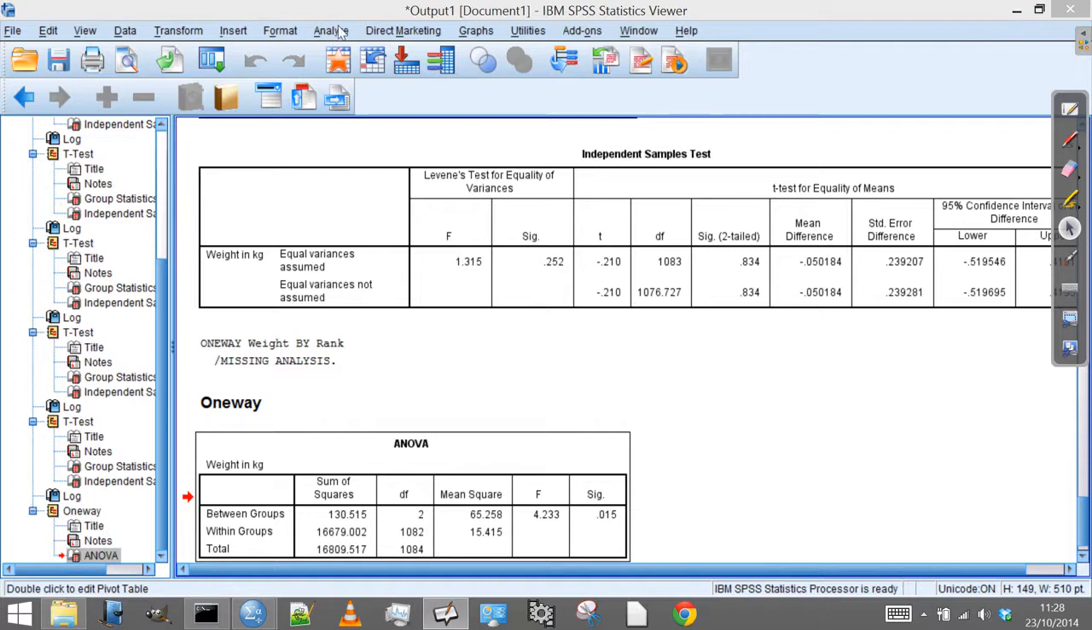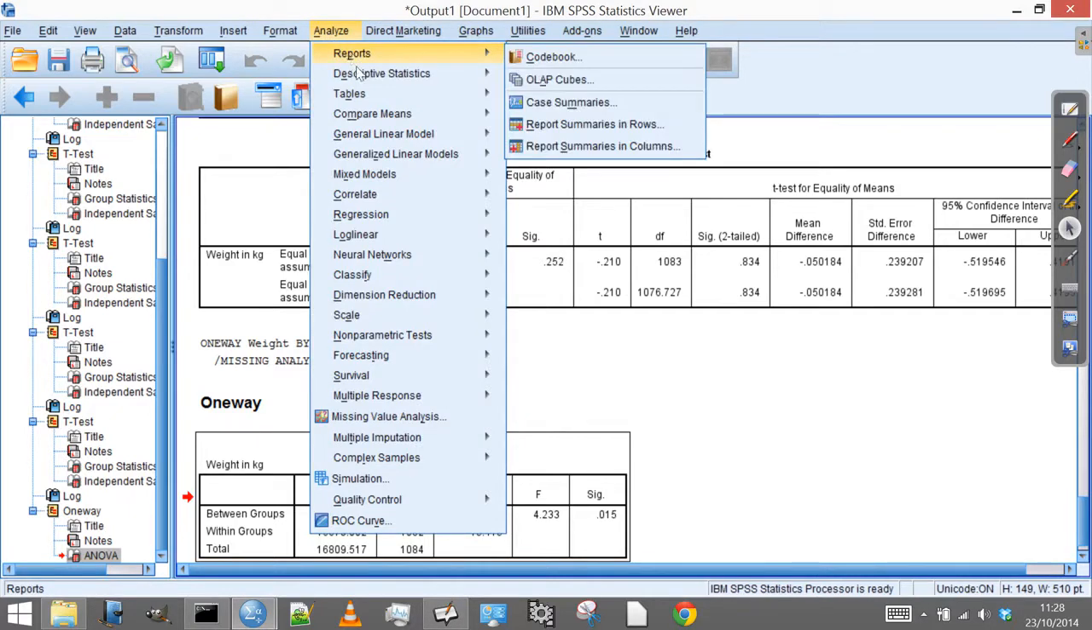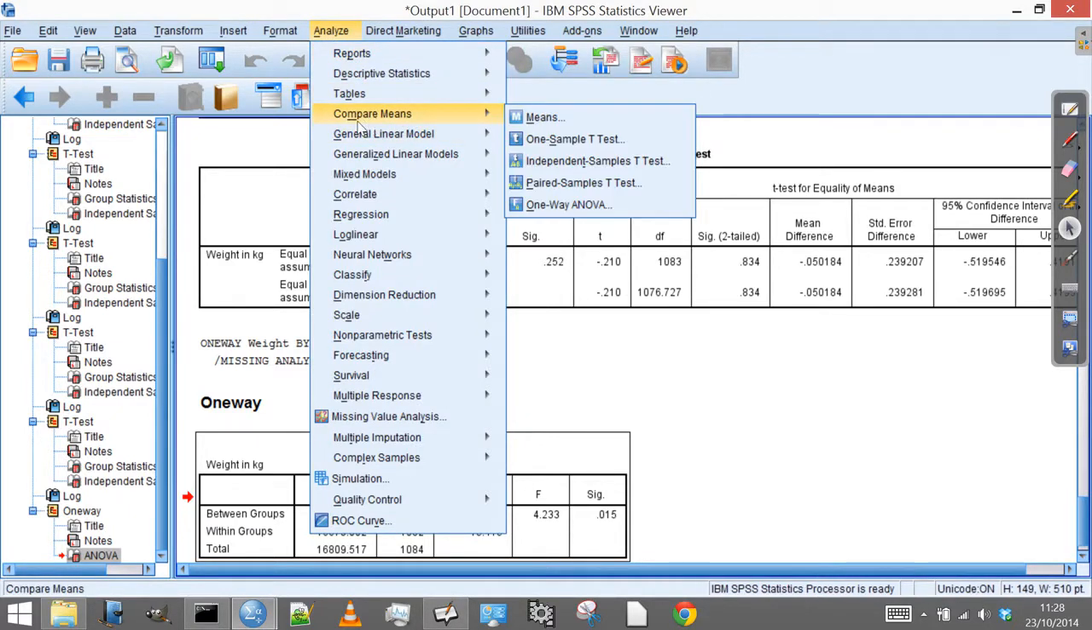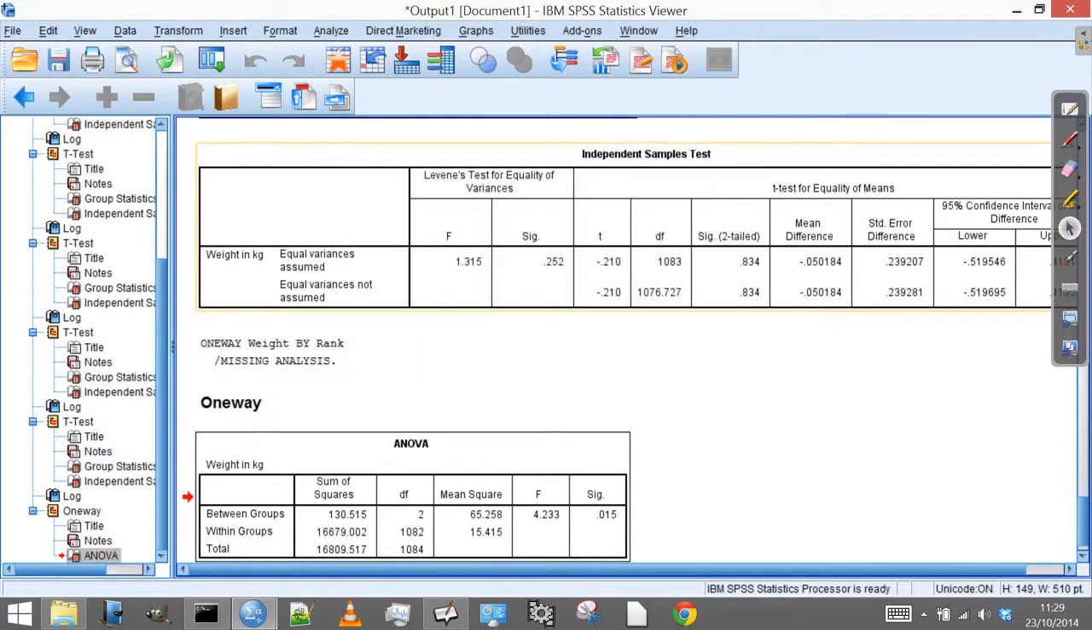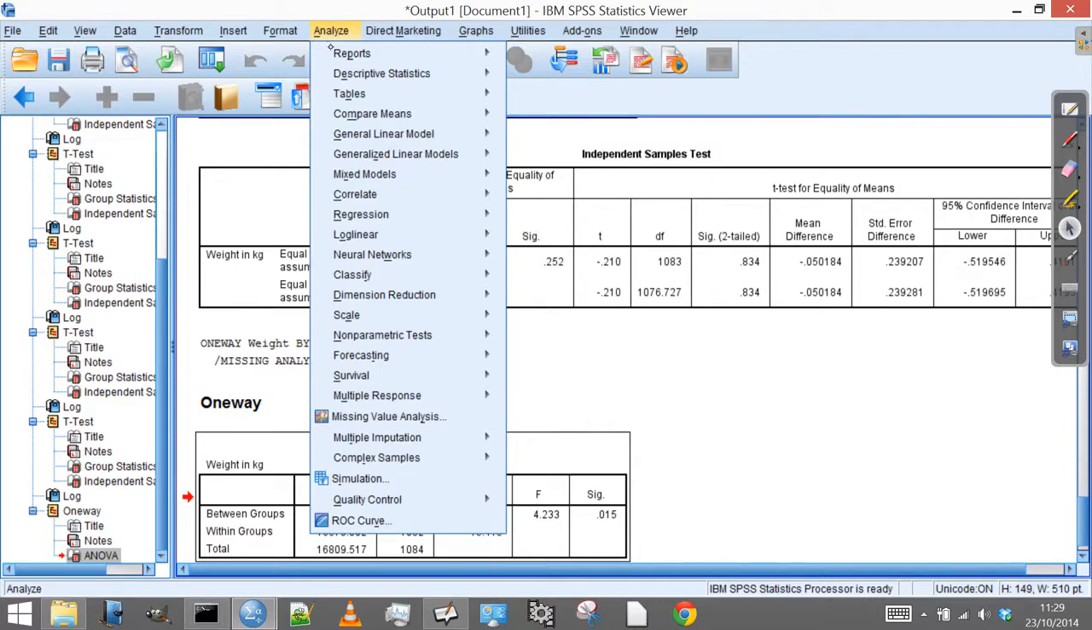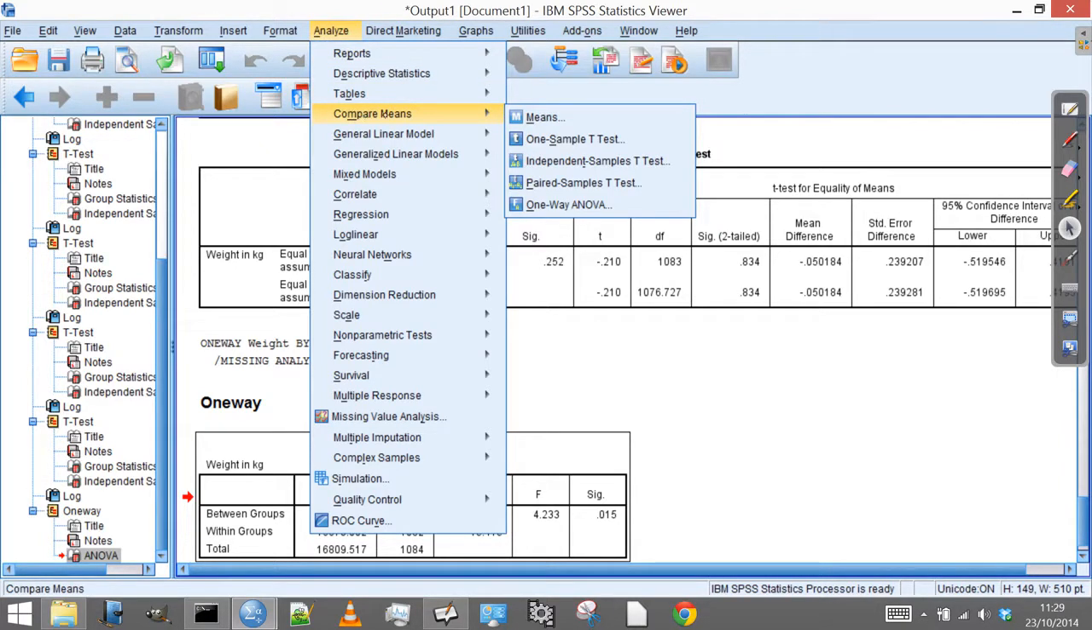Now we can rerun this test on the Analyze menu. Remember, it's comparing means, so you go to the Compare Means option, which is the fourth one down, and then at the bottom of the submenu that pops out, we will have One-Way Analysis of Variance. If you click on there, you'll get One-Way ANOVA. I'll just show you that again. So we have Analyze, Compare Means, fourth option down. And at the bottom of the submenu that pops out to the right, we have One-Way Analysis of Variance, One-Way ANOVA. Click on that.